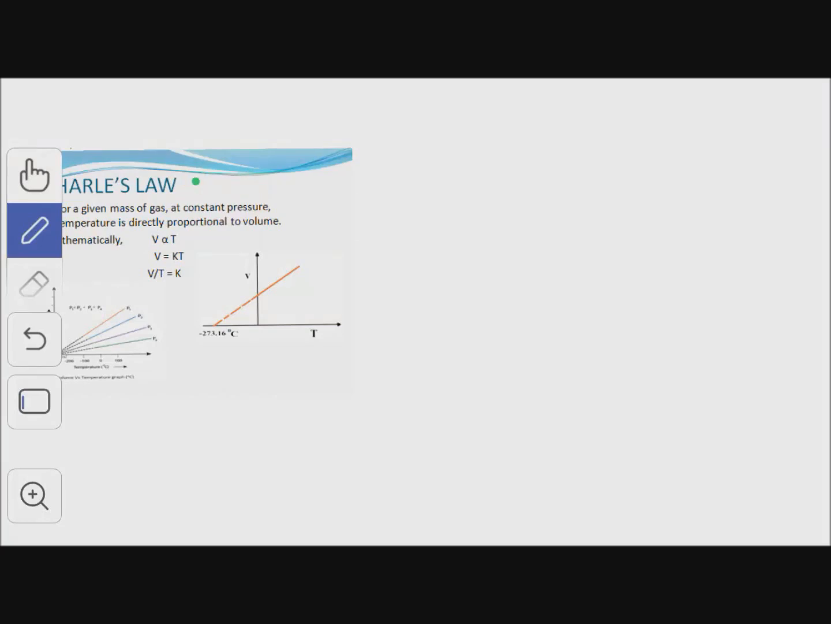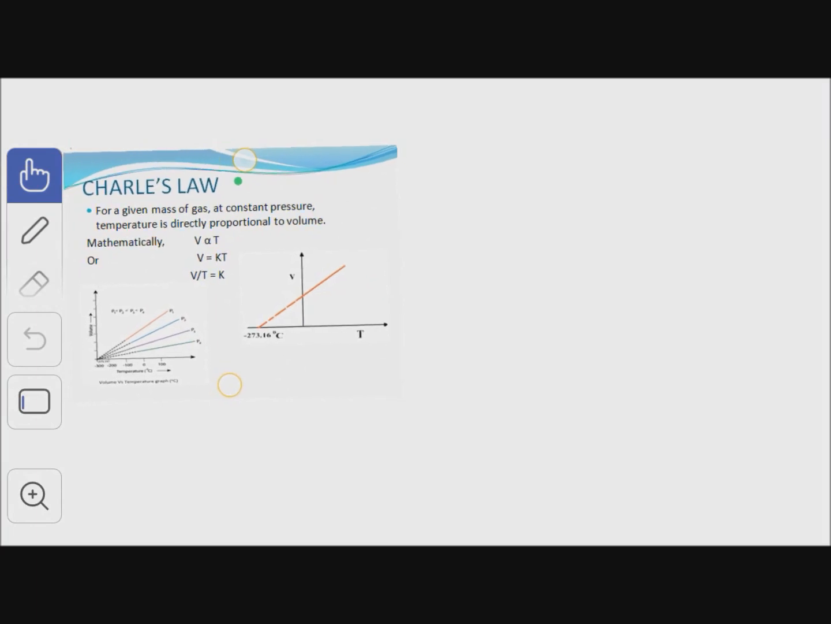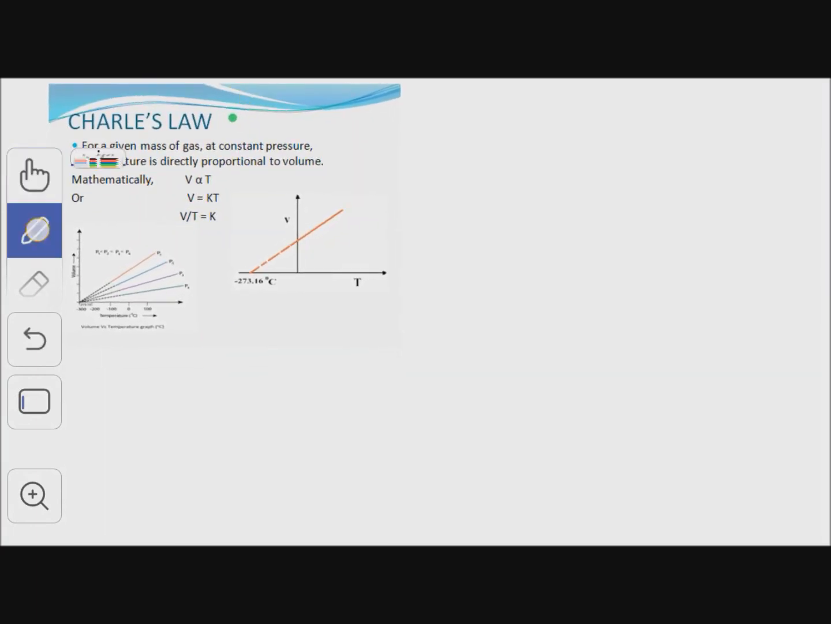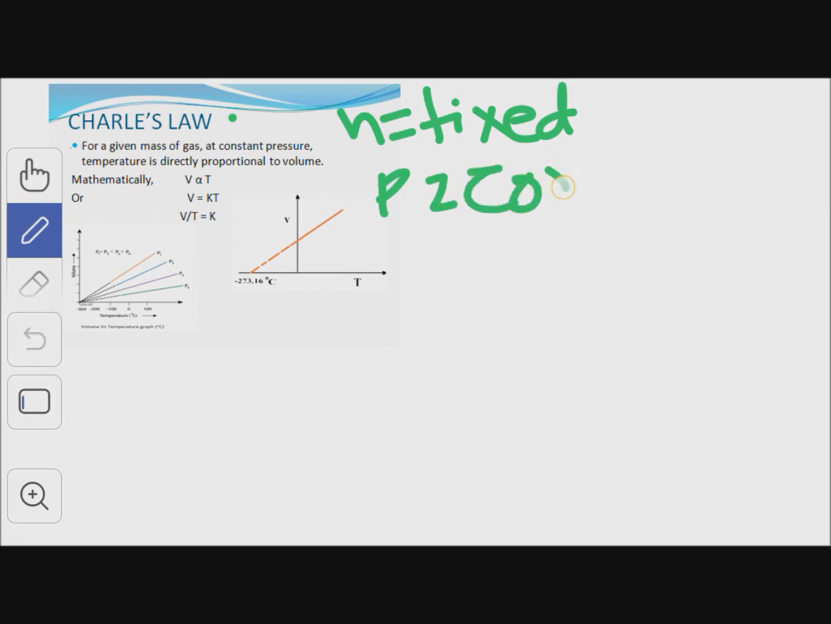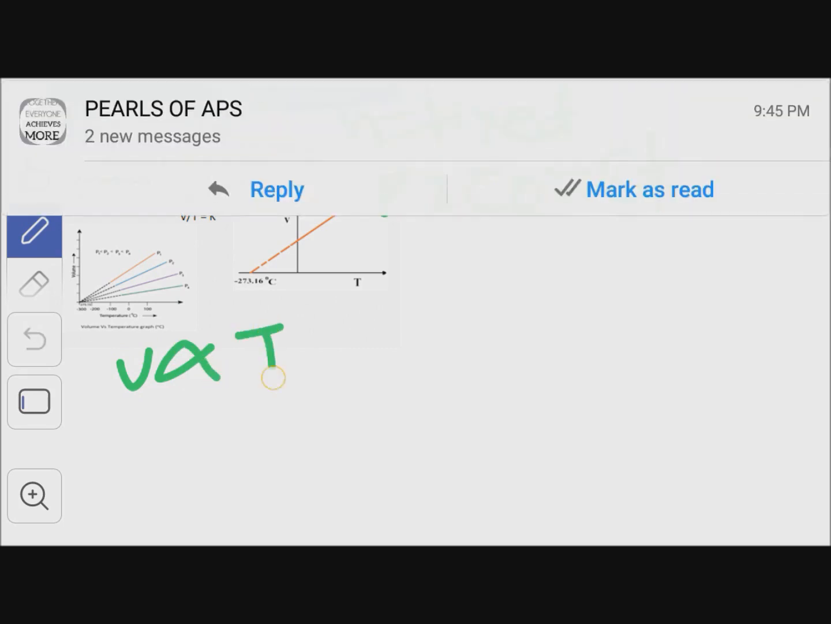Next law is Charles' law, according to which, for a given mass of gas, means the number of moles are fixed, at constant pressure, means pressure kept constant, temperature is directly proportional to the volume. Mathematically it is represented as V is directly proportional to T.